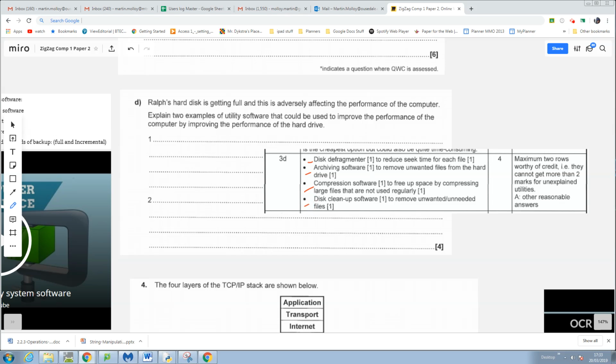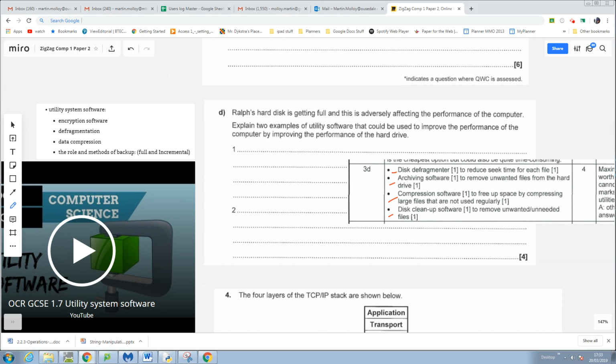Over here, I put the basic bullet points from the spec to say these are the things you need to know about utility software. And I've put a link here to the Craig and Dave video about utility software.